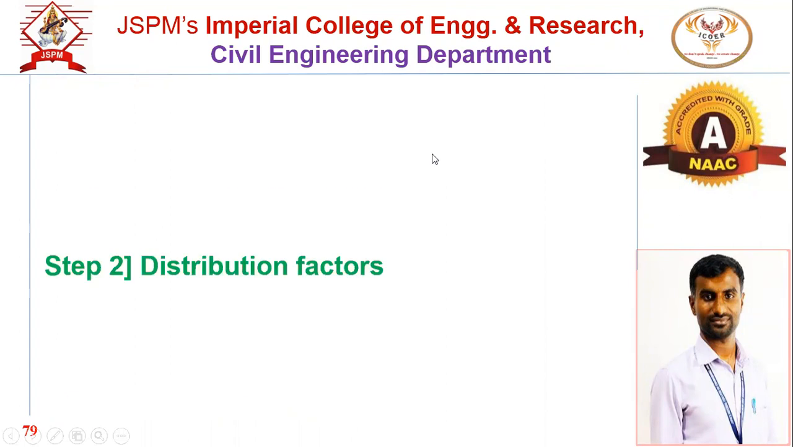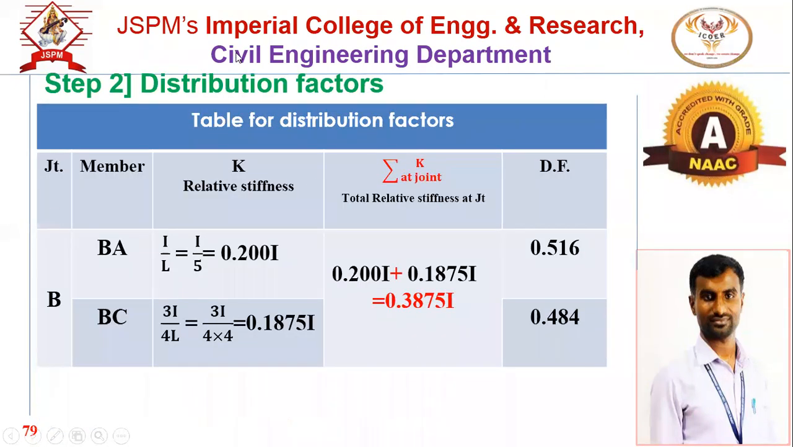So in case of distribution factor, the relative stiffness of the BC member is given by 3 by 4 into I by L. L is 4, so 3 by 16, it will be 0.1875 I. Next, the summation of K at a joint will be 0.3875 I. And next, work out the distribution factor, K by summation of K. So this is K divided by this summation.